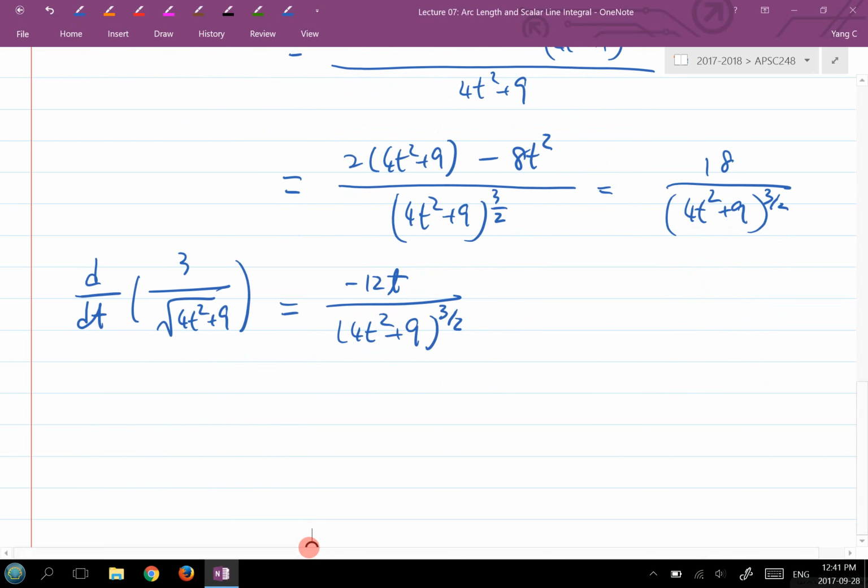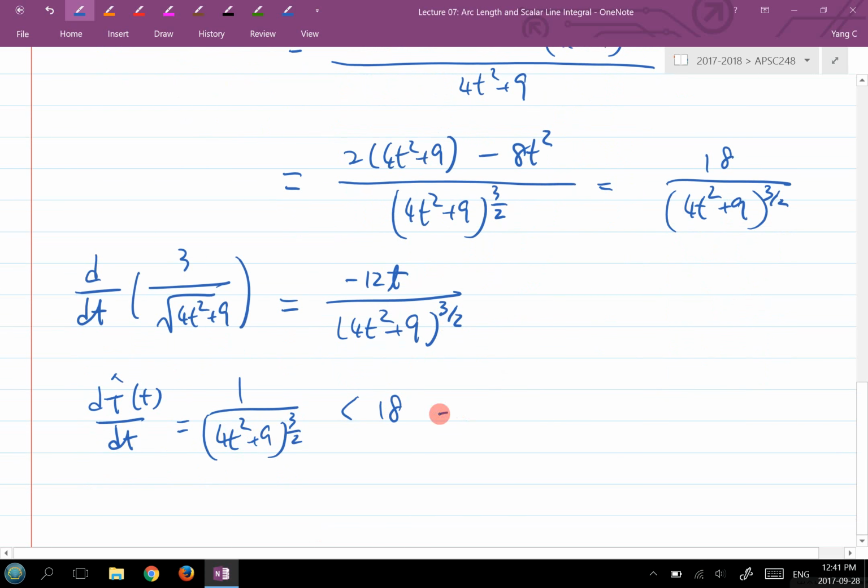Yeah. So now you can get the derivative for the unit tangent vector, which has a common term, which is 1 over 4t squared plus 9, 3 over 2, right? So both terms have this common term. But inside here is 18, negative 12t, and 0. That's your derivative, right? Yeah, for the unit tangent vector.